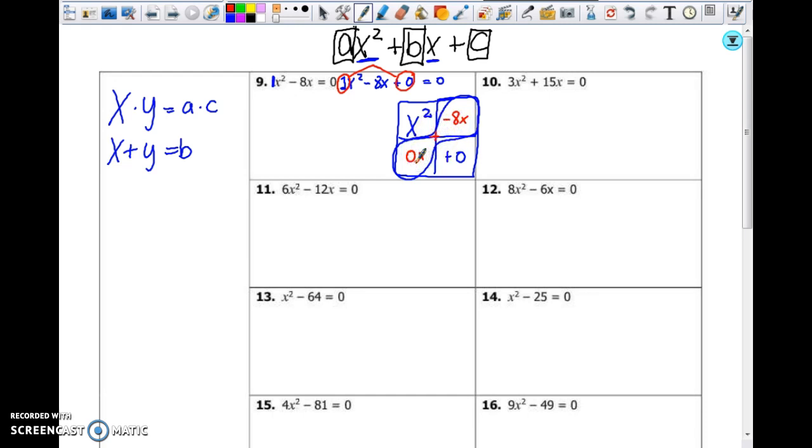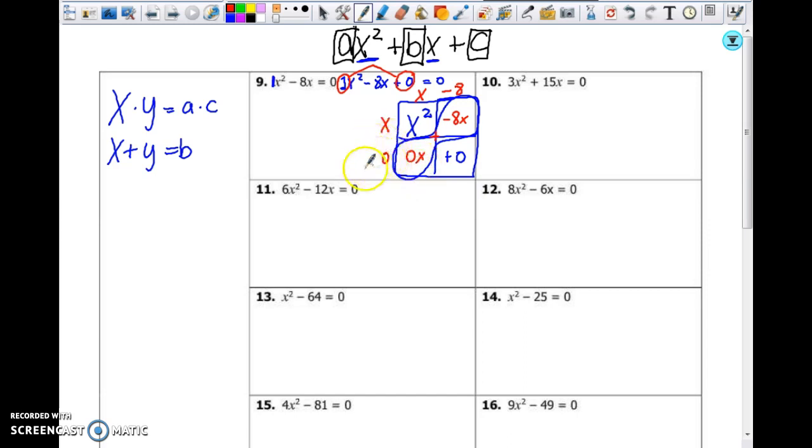All right, so let's break it up. Let's factor it out. How do we break up the x squared? X and x. X times what will give me this negative 8x? Negative 8. And x times what will give me 0x? Guys, what do you multiply to get 0? A 0, right? So your factors would be x.